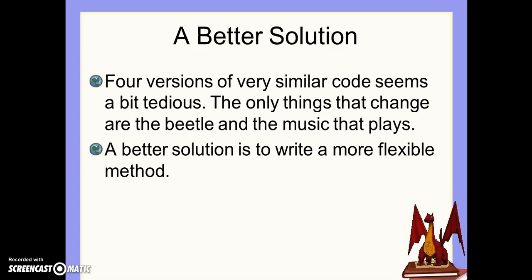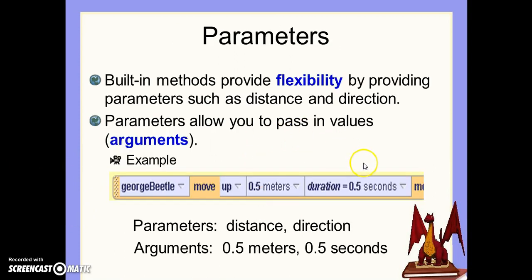All right. Now a better solution is to write one method for each individual, and then call upon each of those individuals while the code executes. The only thing we have to change is the beetle that's being referenced when the music plays. So we want to have a more flexible program that's easier for us to manipulate. What we do then is we create parameters. Now parameters are built-in methods which provide flexibility by providing parameters such as distance and direction. The parameters are going to allow you to pass in values, which are arguments.